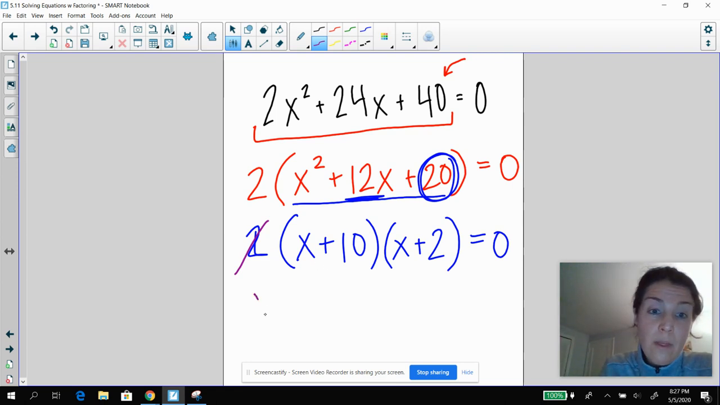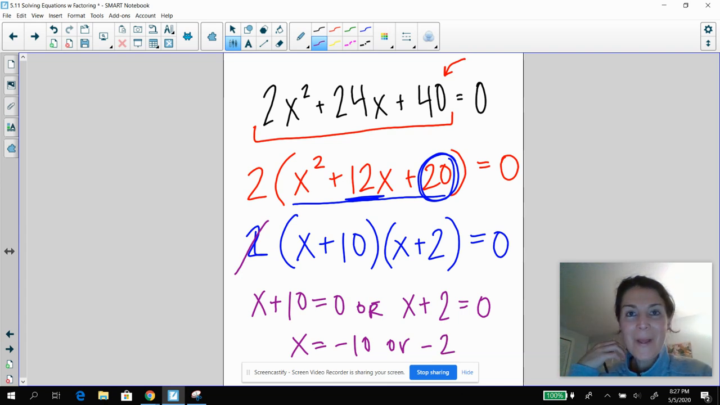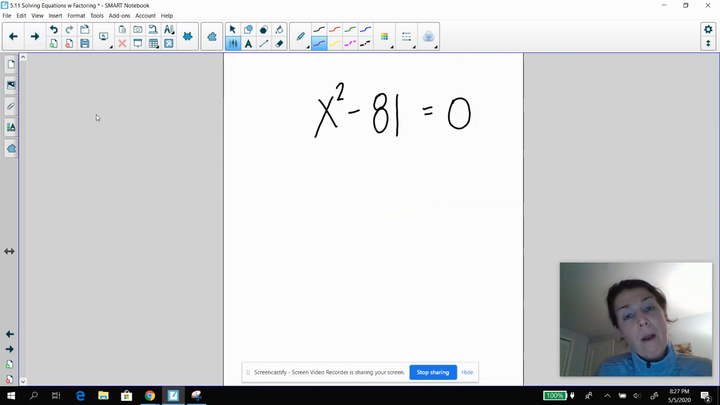If I know that these two things multiplied together give me 0, I know that x plus 10 equals 0, or x plus 2 equals 0. That's the word or. So then I know that x is equal to -10 or -2. Amazing.